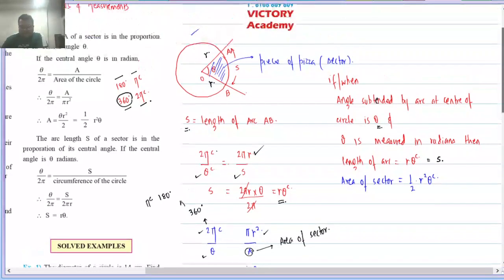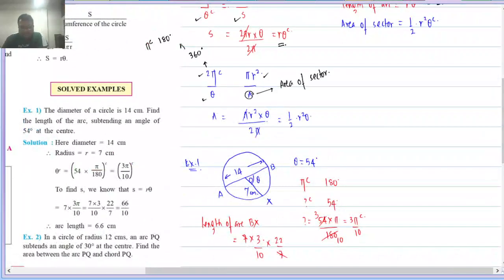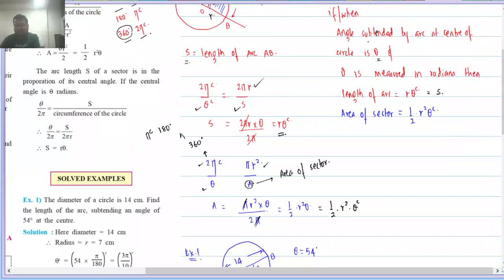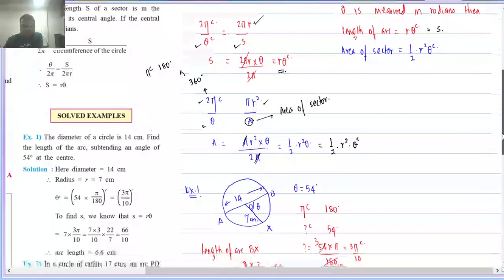What do you mean by sector? Sector means a piece of the pizza, the area of this shaded region in blue. So from there I get A is equal to pi r square into theta upon 2 pi. So pi gets cancelled. R square theta upon 2, which is half r square theta, where theta is measured in radians. So when the angle subtended by the arc at the center of the circle is theta and theta is measured in radians, then the area of sector is half r square theta.